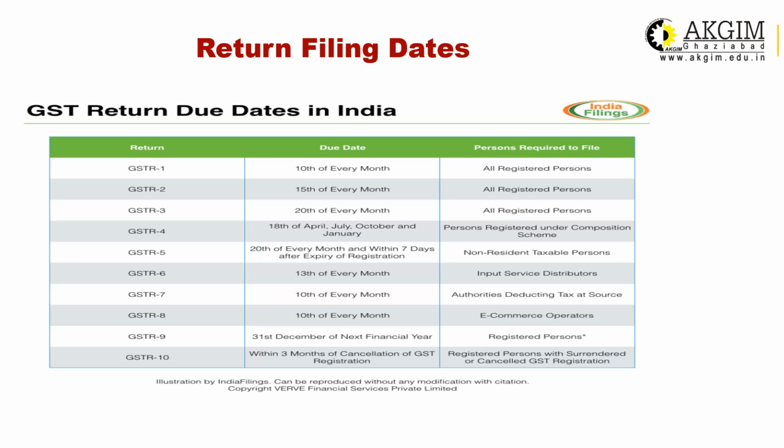Then it comes to GSTR 9. GSTR 9 is required to be filed by the registered person and the due date is 31st December of the next financial year. This is an annual requirement. This is not a monthly requirement and it is filed by each and every registered person. GSTR 10 is required to be filed by a registered person with surrendered or cancelled GST registration. If you are surrendering your registration, you are cancelling your business operation, then GSTR 10 is the final return which must be filed within 3 months of cancellation of GST registration. That is the last one.